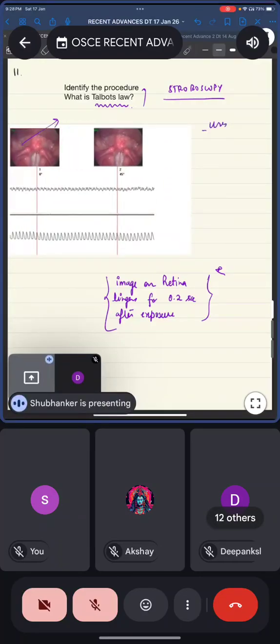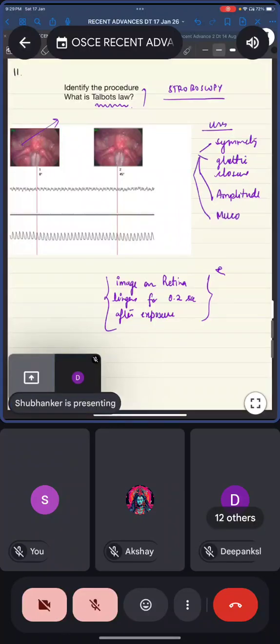ठीक है, तो uses में it sees the symmetry of the vocal cord, then it sees the glottic closure. This is the specific names जहाँ पे पेल नहीं मचा सकते हैं. So you have to remember these exact names. What is the symmetry of the vocal folds? Glottic closure, amplitude and mucosal wave. Amplitude and mucosal wave. ठीक है?